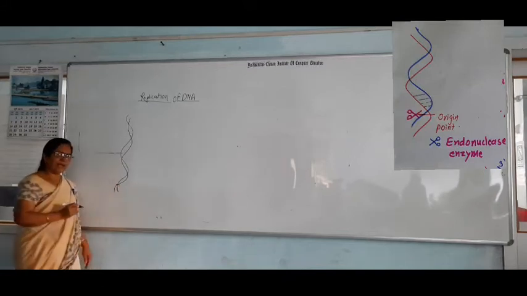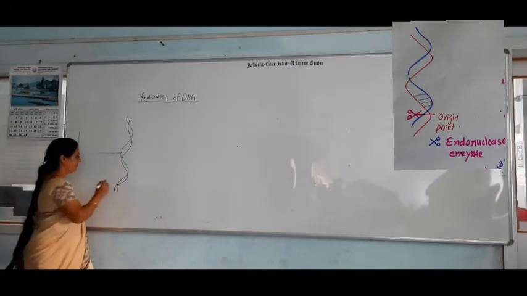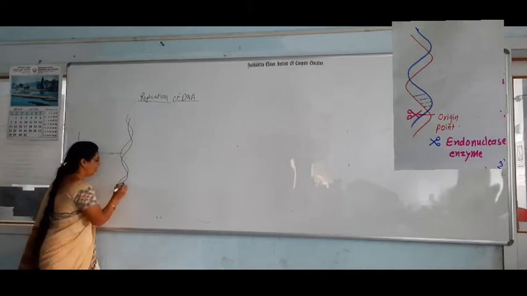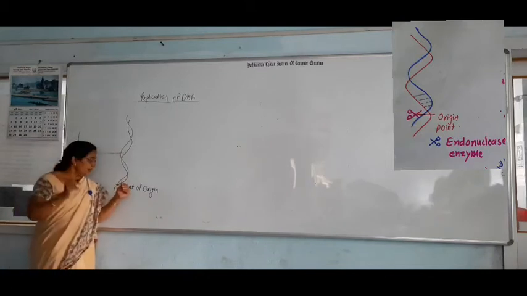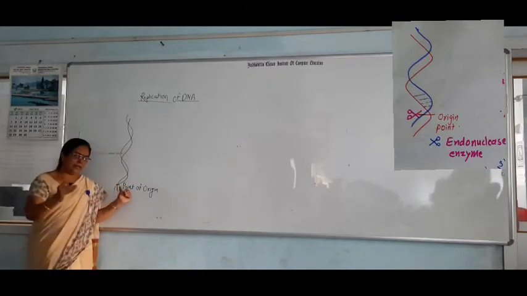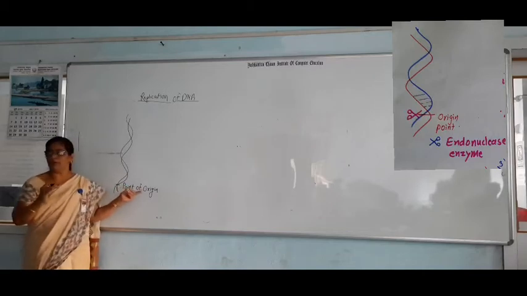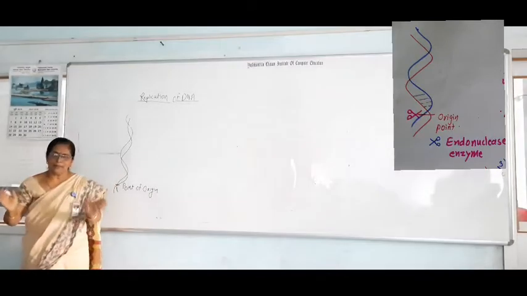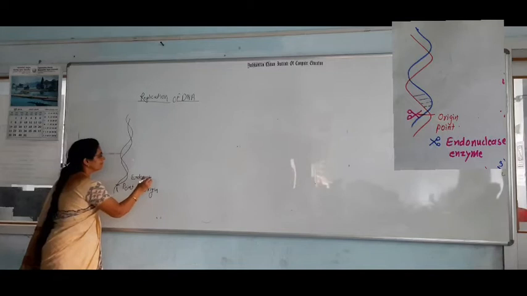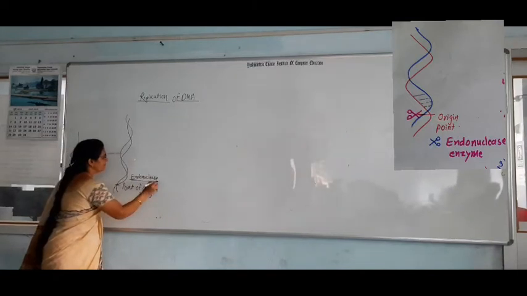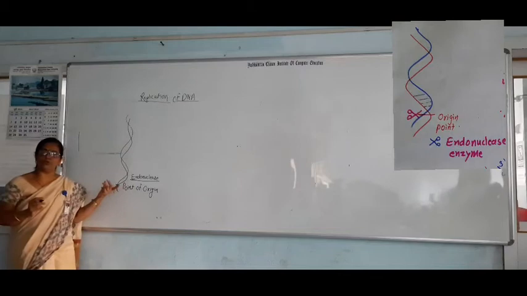This is the point where it has to be cut first, and this point is called the point of origin. Look here, where the DNA is cut, such a point is called the point of origin, and it is cut with the help of the endonuclease enzyme. The endonuclease enzyme is used to cut the DNA.